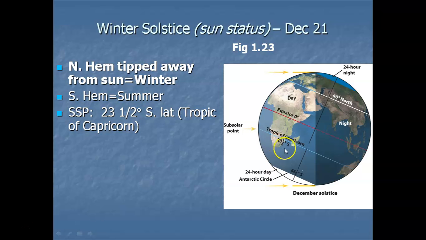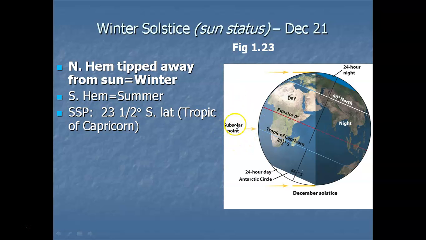Now, where have we seen this number before, 23.5? That is the tilt of the Earth's polar axis. And so it's not a coincidence. It's specifically due to the tilt of the Earth's polar axis. If the tilt of the Earth's polar axis was, say, 30 degrees, that's where the tropics would be. All right, and so this is the way the Earth is presenting itself to the sun.